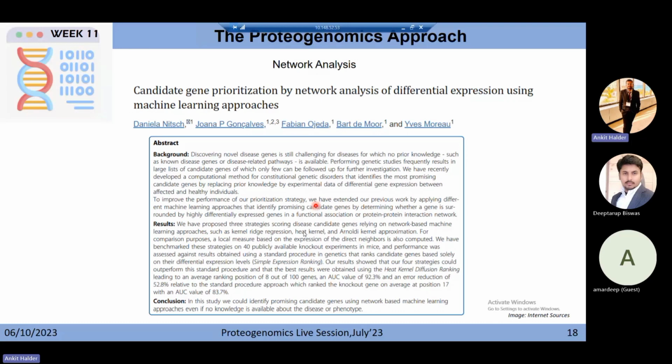Now, three strategies for scoring disease candidate genes rely on network-based machine learning approaches. We have seen machine learning approaches to classify, identify, or select features for your set of candidate biomarkers, the markers that are really showing differential expression. They rely on network-based machine learning approaches such as kernel ridge regression, heat kernel, and Arnoldi kernel approximation.